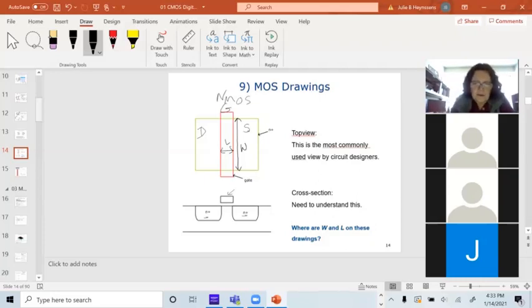On this drawing, the length is going in this direction, and the width would be out somewhere in the third dimension that we can't see. Okay, different information for both of these.